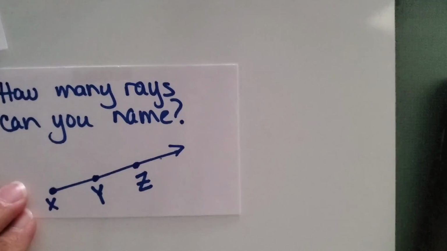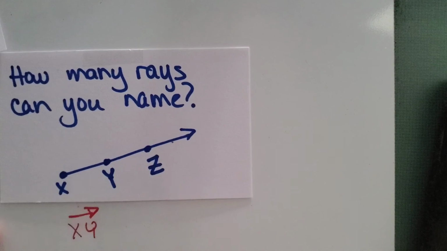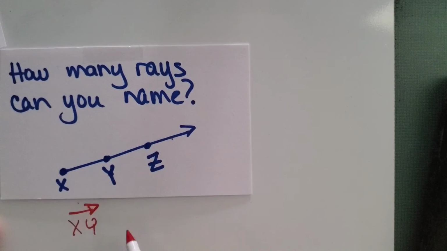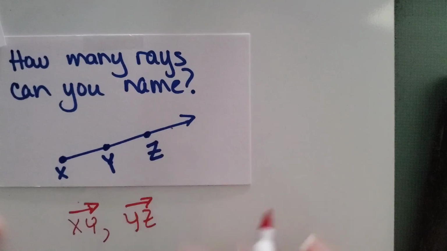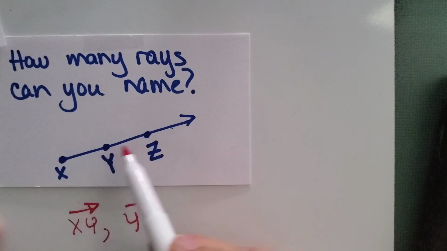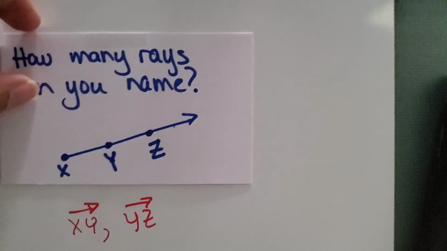All right, how many rays can you name? So I can name ray XY, that's a ray. I can also name ray YZ, but that's about it. I can't go ZY, because that stops, it's a segment. It only goes one direction, so I can name it those 2 ways.